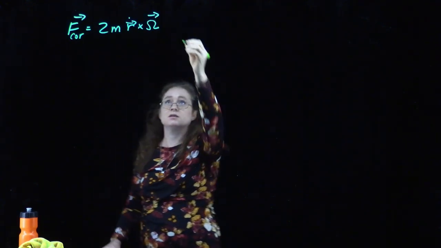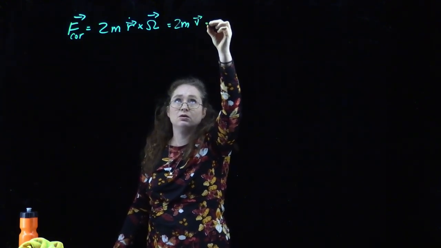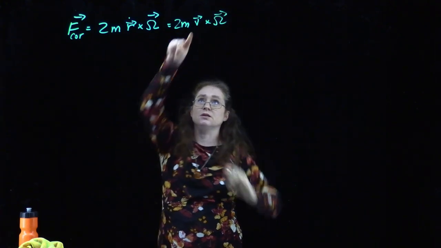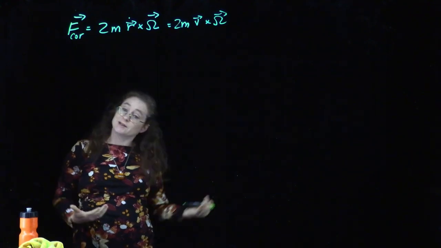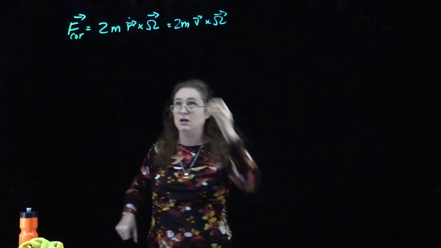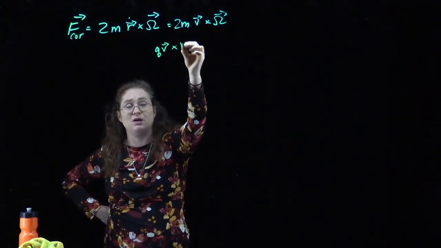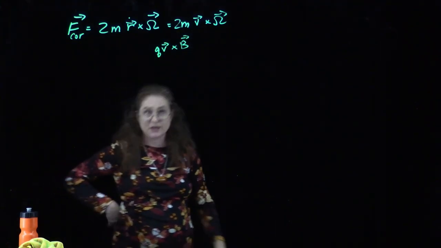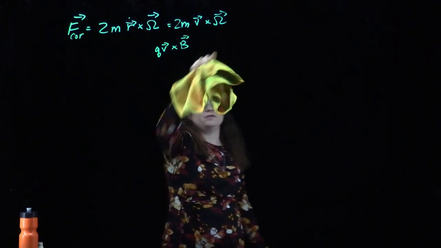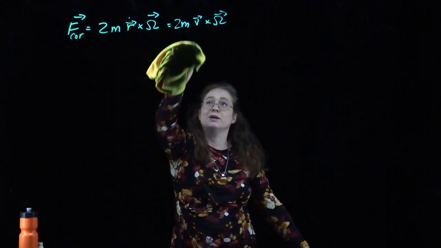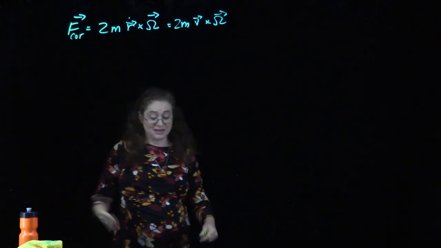So this is the same thing as 2mv crossed omega. So this is the velocity in the rotating frame. So this is what you would see on the Earth. We can draw a parallel to the magnetic force. Not actually, it's not a very deep parallel, but it can help you think about what is going on. So here we have a velocity crossed with a constant. So in many ways, the Coriolis force kind of acts like a magnetic field.